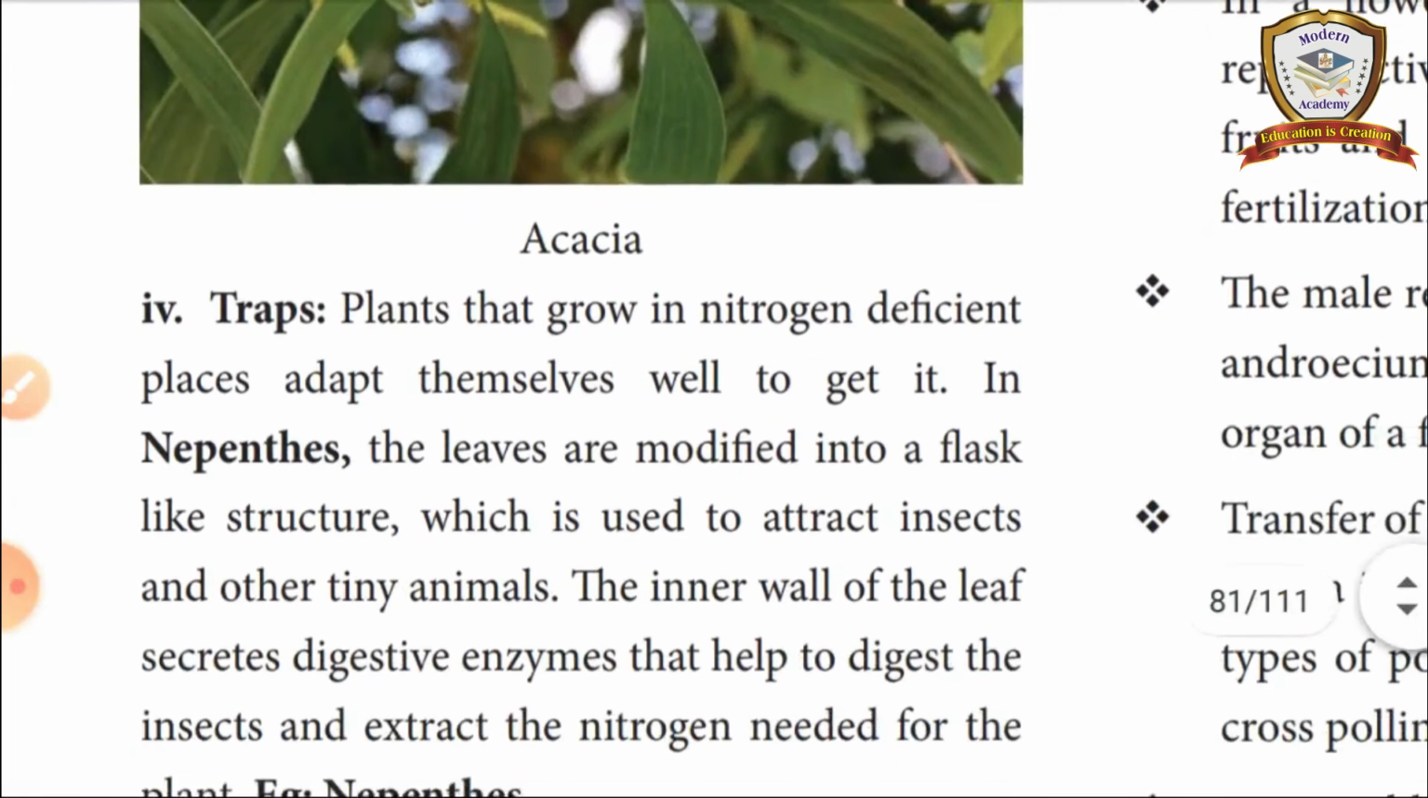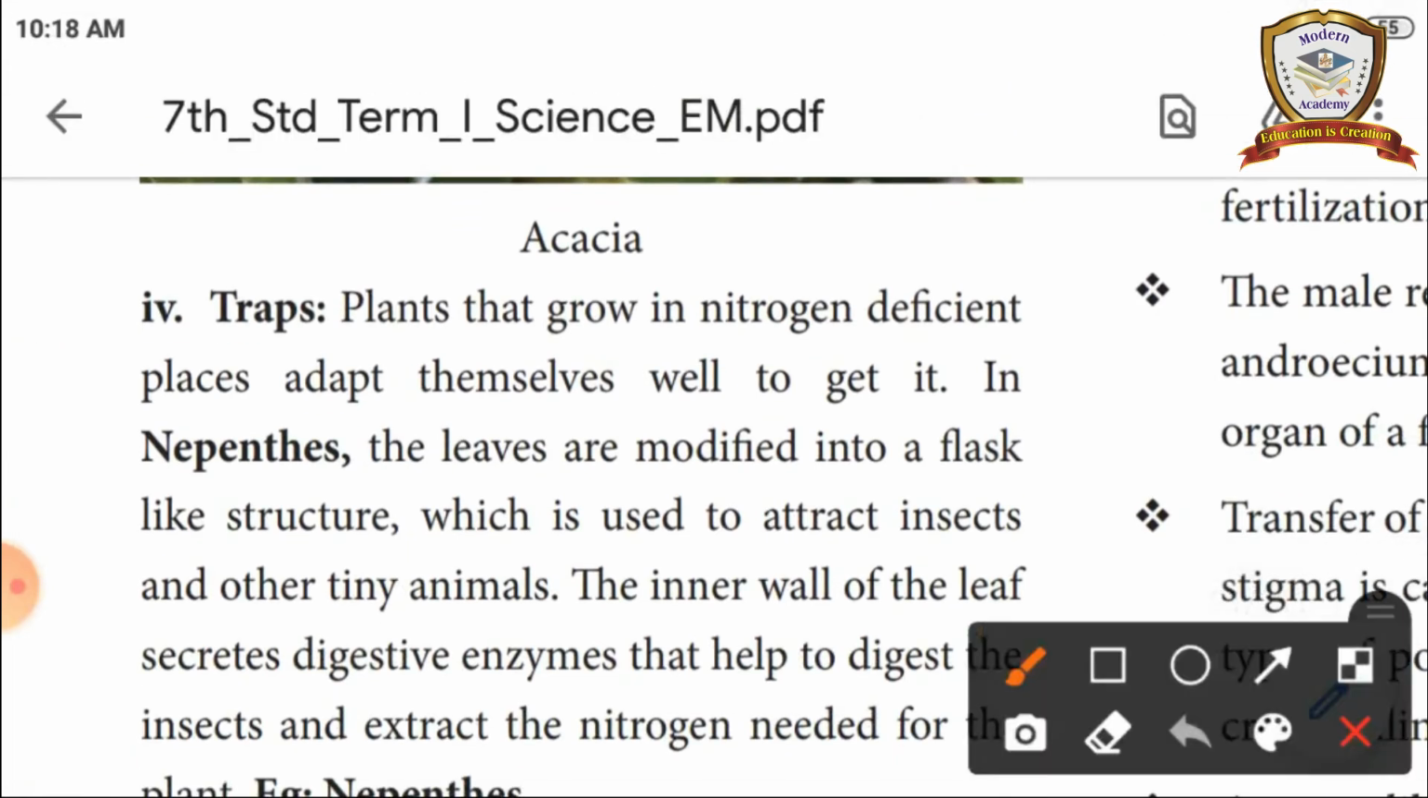Photosynthesis. Next one, traps. Plants that grow in nitrogen-deficient places adapt themselves well to get it. In Nepenthes, the leaves are modified into a flask-like structure which is used to attract insects and other tiny animals. The inner wall of the leaf secretes digestive enzymes that help to digest the insects and extract the nitrogen needed for the plant. Example, Nepenthes.